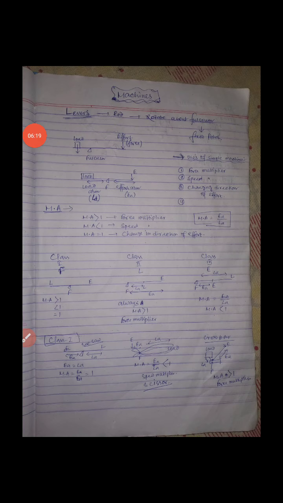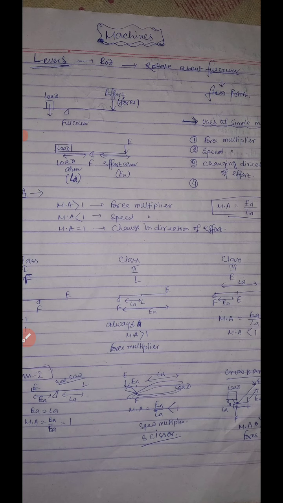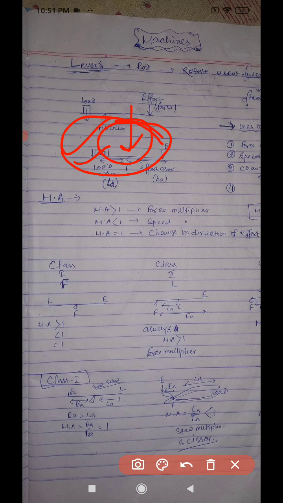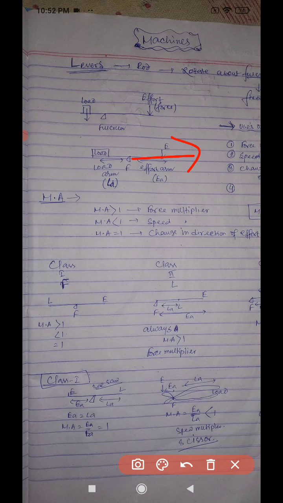So what is a lever? A lever is a rigid, straight or bent bar which is capable of turning about a fixed axis, and that fixed axis is called the fulcrum, that fixed point. And students, remember this thing: from the fulcrum to the effort, where you are applying the effort, that portion is known as the effort arm, and from fulcrum to the load is called the load arm. Okay, remember this thing.